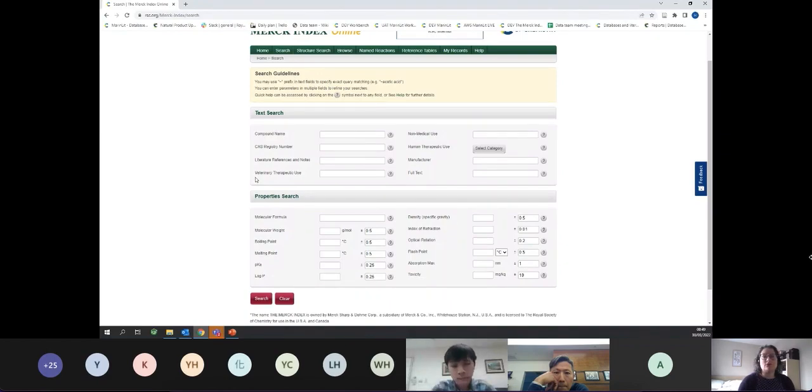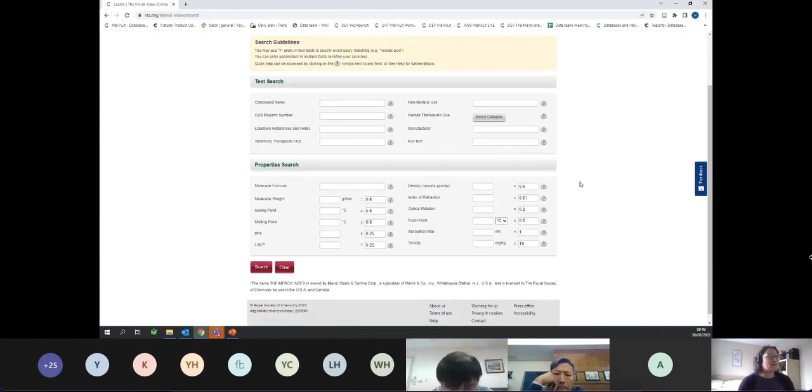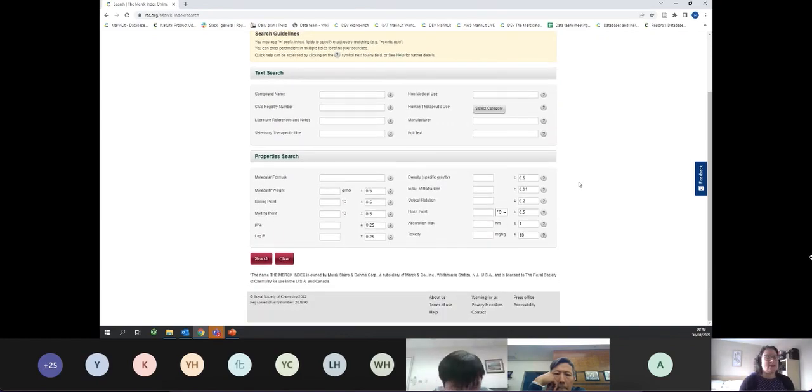So if you were looking for a drug that had a specific activity in animals, you could put in your information there. We have non-medical use, and again, if, for example, you wanted to find a fungicide, you could just type in there, and then this will find things that had been labelled in the database as fungicides. You can search on manufacturers or just in the text. And what we also have down here are properties that you can search on.